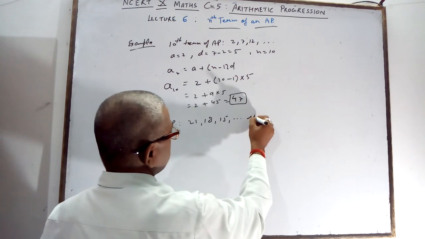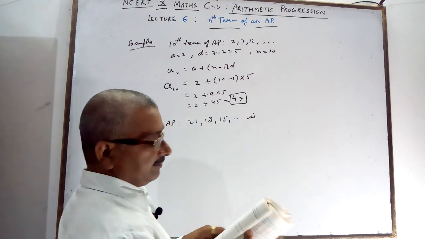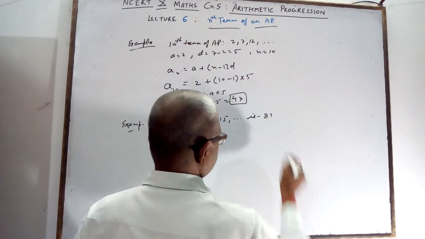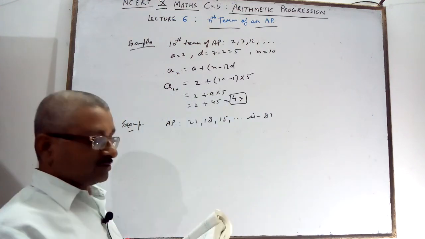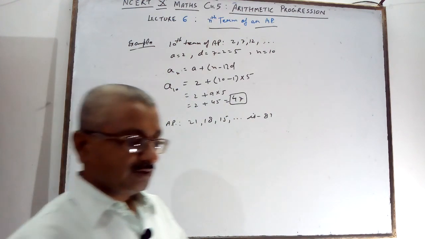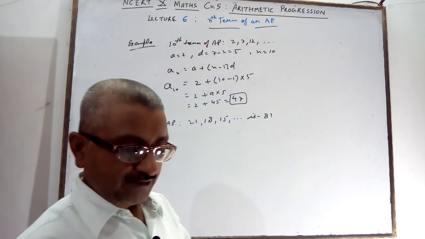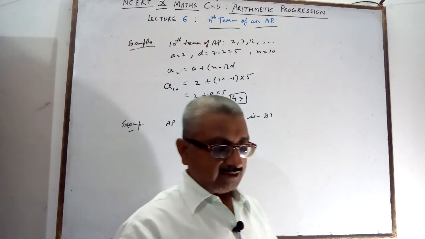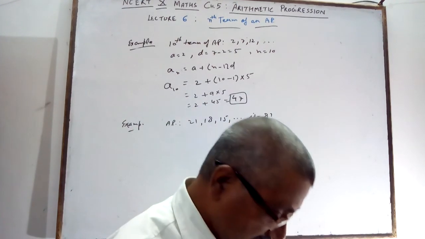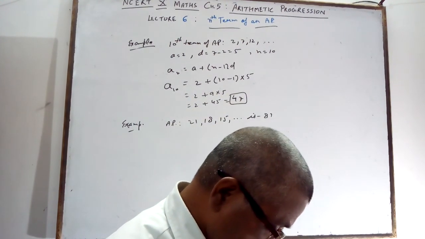211815 dot dot is minus 81. Also, if any term is 0, give a reason for your answer. Which term of an AP is this?